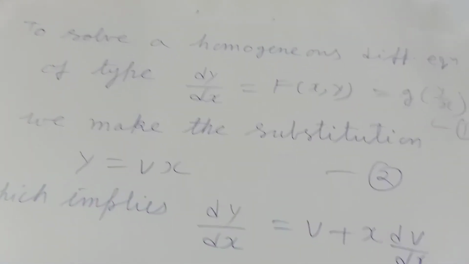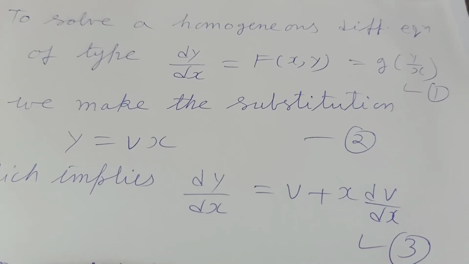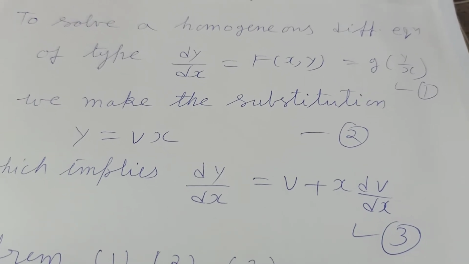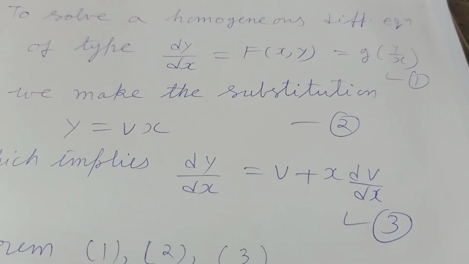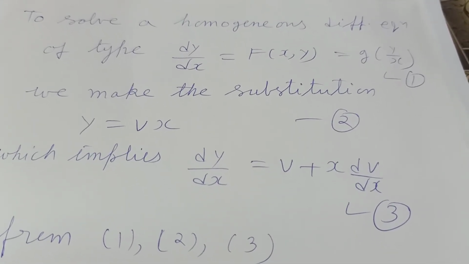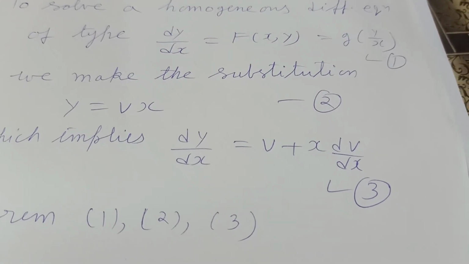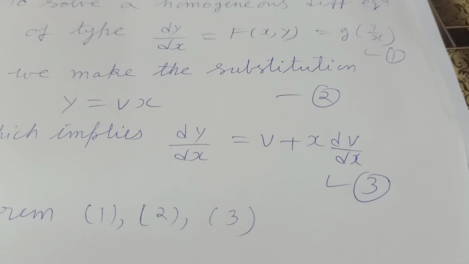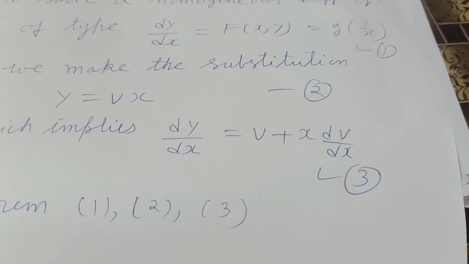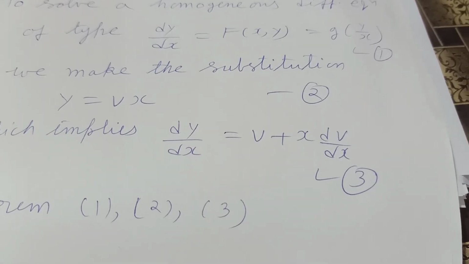Now to solve a homogeneous differential equation of type dy by dx equal to f of x, y or g of y by x, we make the substitution y equal to vx, where v is a function of x. So from y equal to vx, we will get dy by dx equal to v plus x dv by dx using the product rule. And remember that v is not constant, v is a function of x.